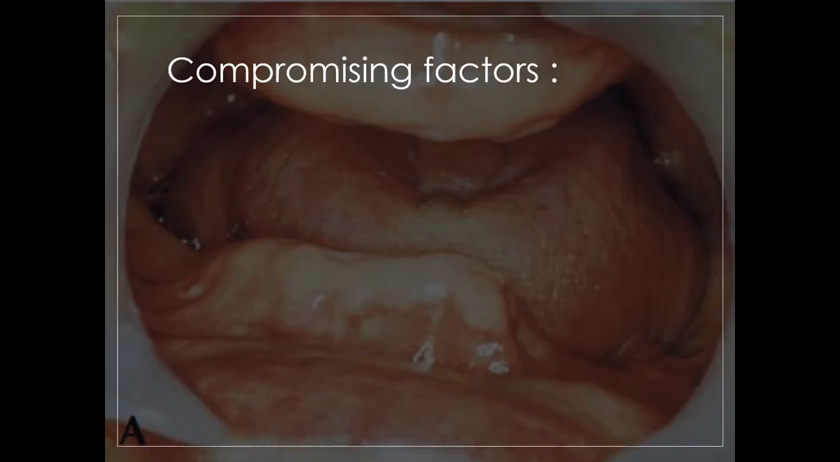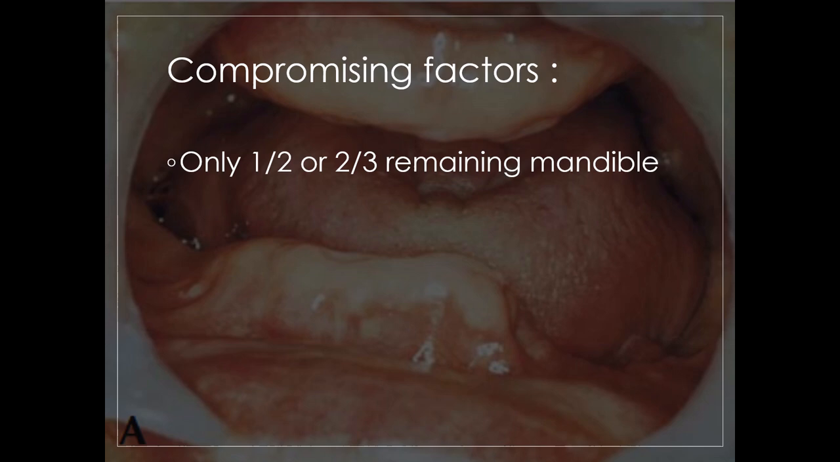Now, let us see the factors that compromise the patient's ability to masticate with a resection complete denture. So the first factor is that only half to two-thirds of the mandible will be remaining, which leads to compromised stability, support and retention of the mandibular denture. And since many patients would have received radiation therapy either prior to or after surgery, the oral mucosa is very atrophic and fragile, leading to oral mucositis, predisposing to soft tissue irritation and ulceration.